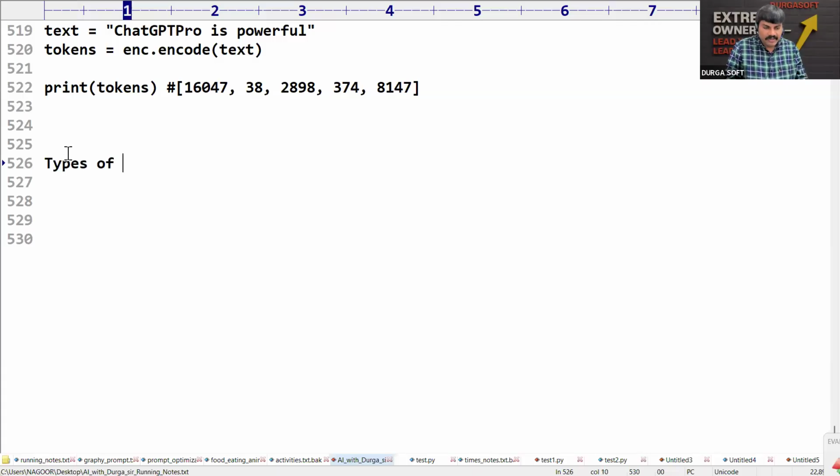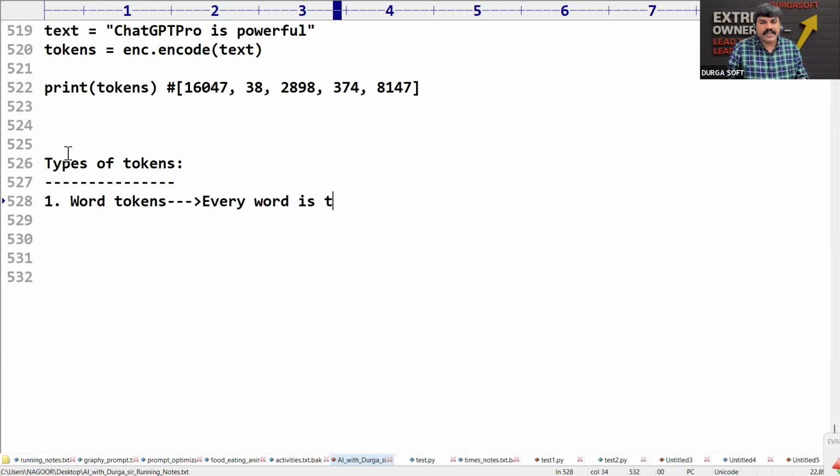So how many types of tokens are there? Three types. What's the first one? Word tokens. Every word is treated as a separate token. What's the second one? Subword tokens. Subword tokens.